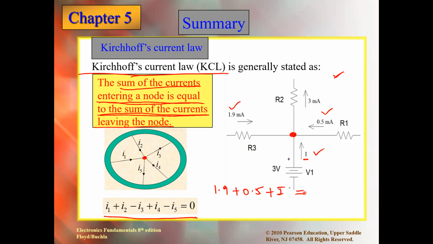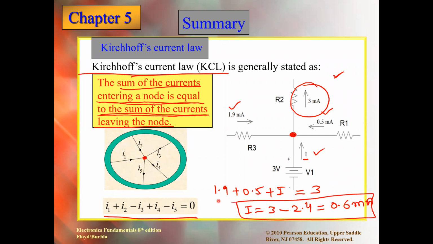What are the currents leaving the node, guys? Going away. R2. Only this current, right? The R2 current, which is 3. So now you can simplify. I will be 3 minus 2.4, which is 0.6 milliampere. This is the answer to this question. This way you can solve this one.